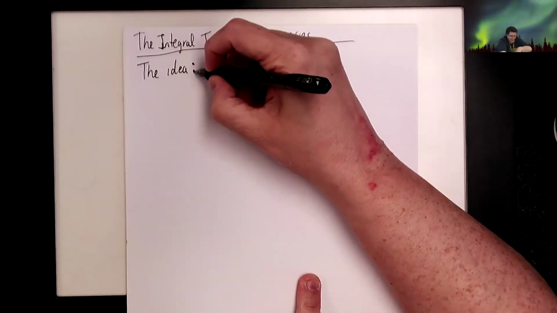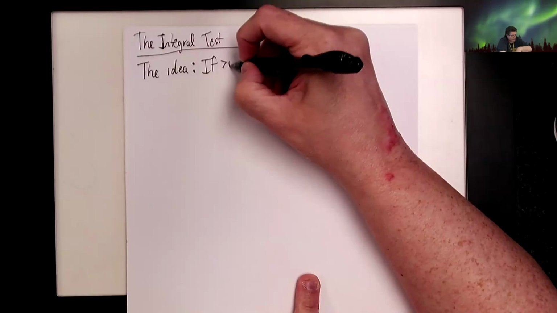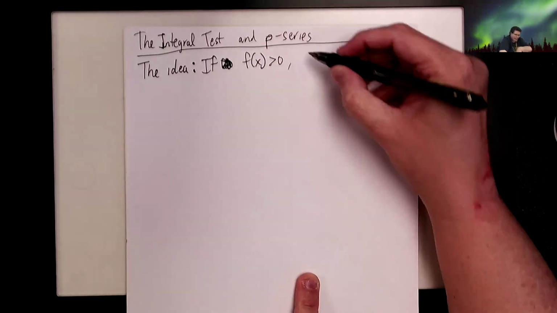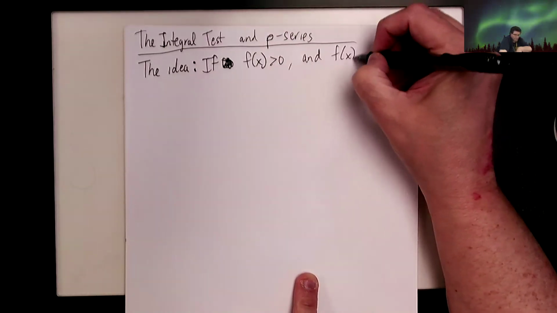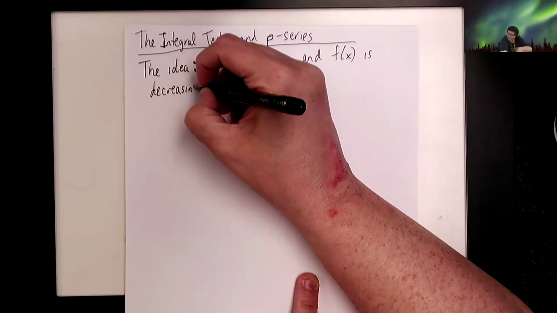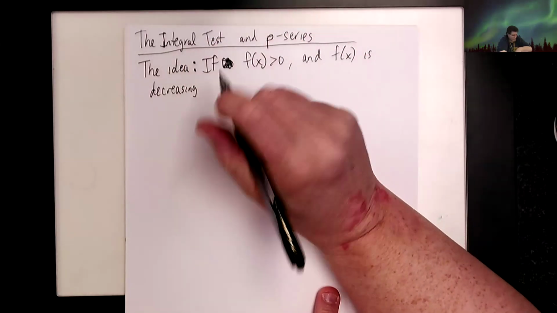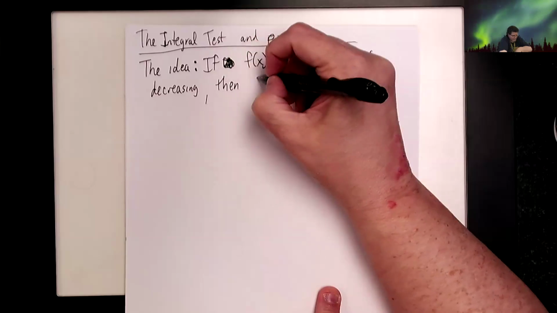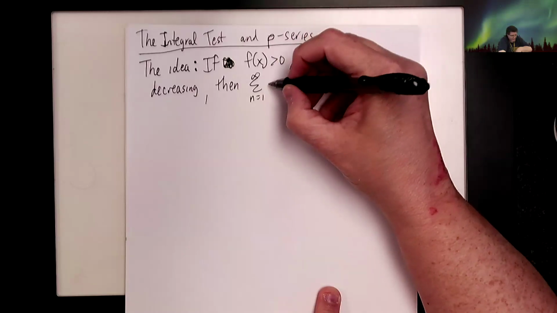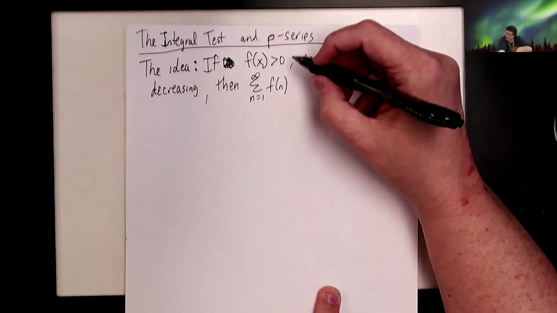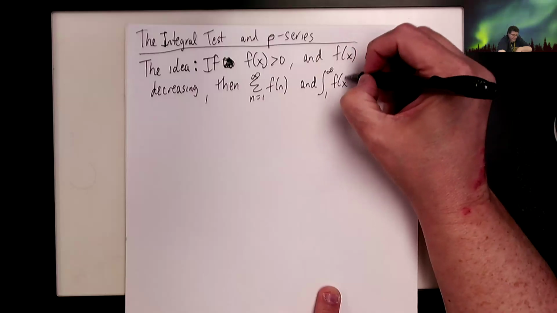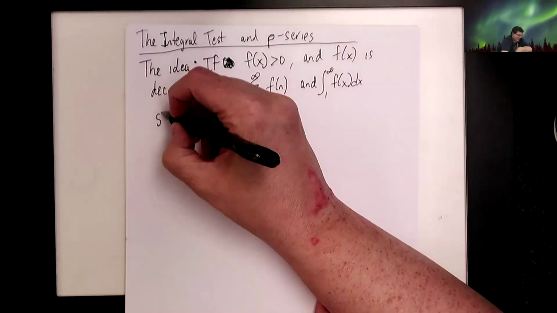The idea is if f of x is greater than 0, I did not write that. If f of x is greater than 0, there we go, now I wrote it. And f of x is decreasing. Then the sum of n equals 1 to infinity of f of n, and the integral from 1 to infinity of f of x dx should behave in a similar fashion.